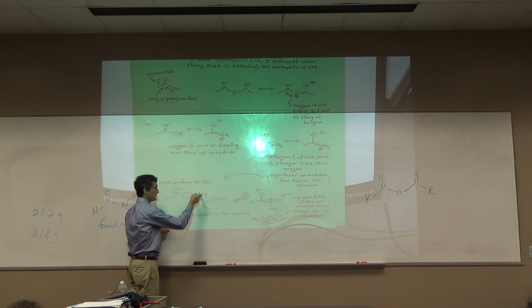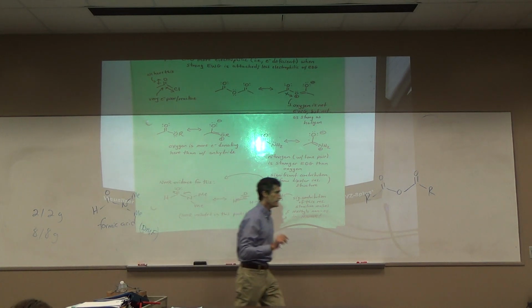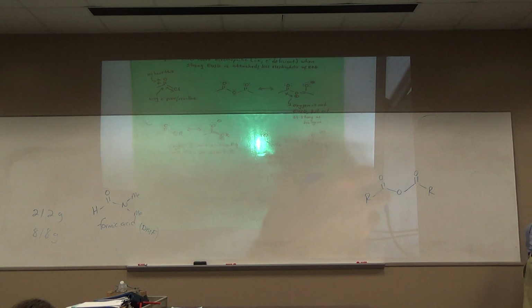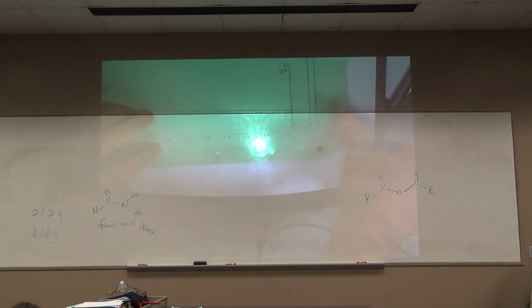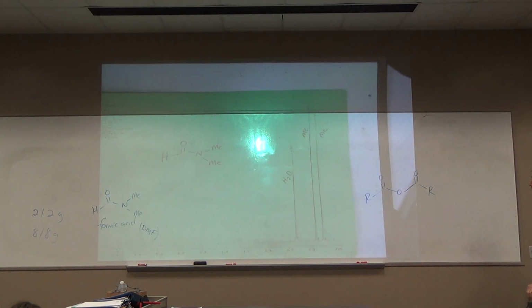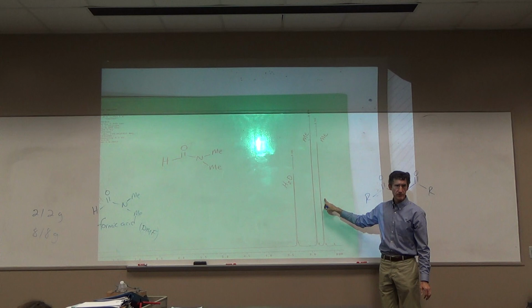How many signals would you expect here for NMR? These methyls. They're equivalent, so it should be one, right? Why one? Because they're equivalent, six equivalent hydrogens. You think they're equivalent? Yeah, that's reasonable. But if you look at the NMR of DMF, we actually see they're not equivalent. Two different signals for the methyls.